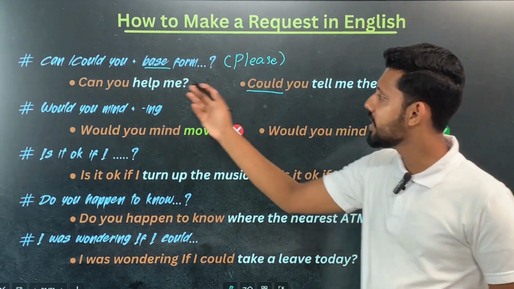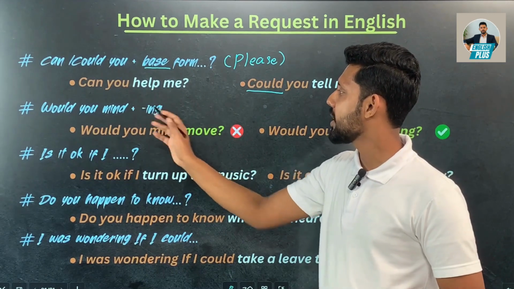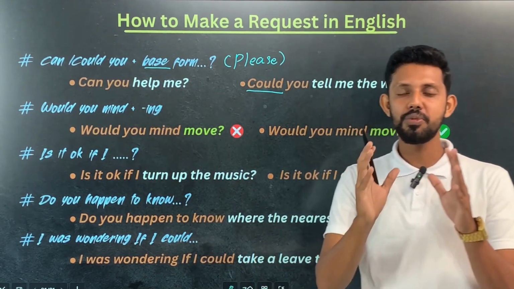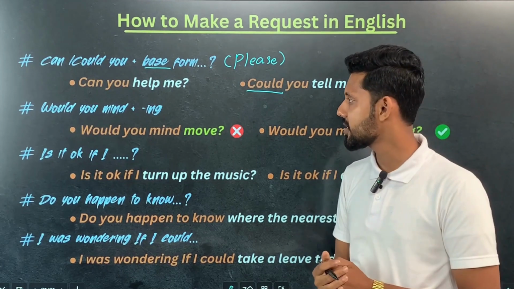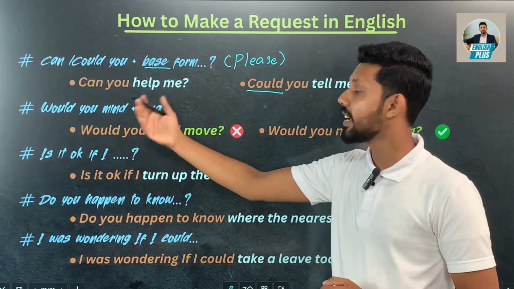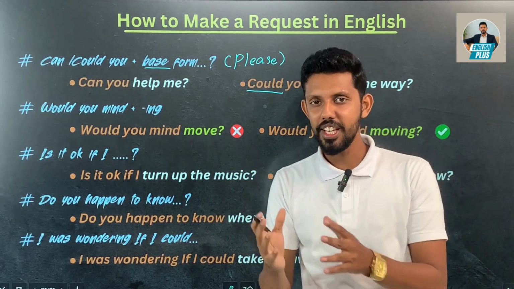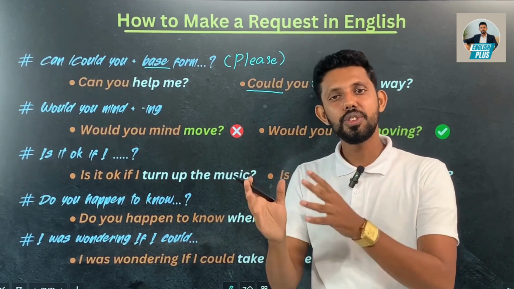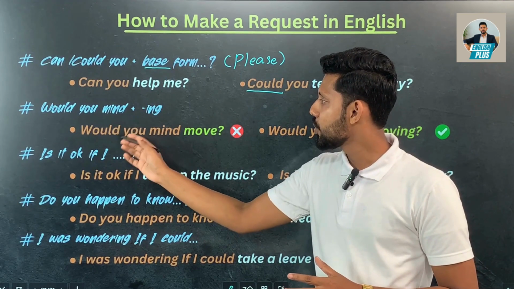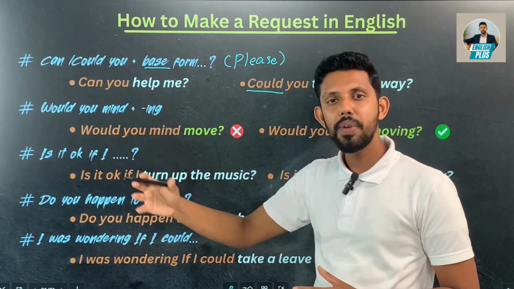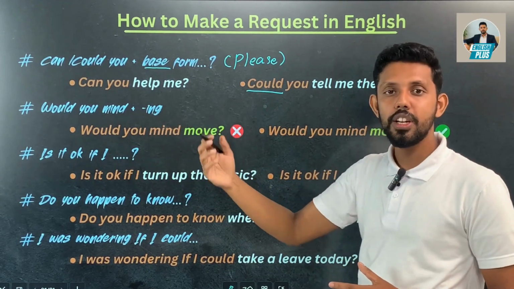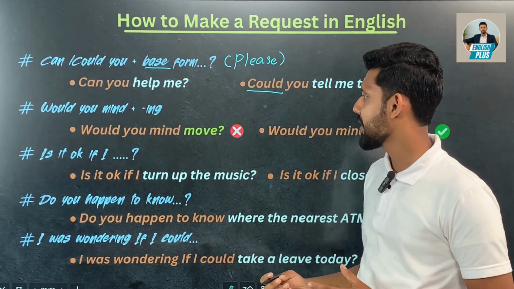And let's move on to the next one we have, would you mind plus ing. Now, this one is one of the softest ways that you can make a request. This one is actually pretty cool because when you say would you mind, your listener would naturally think you are so polite and thoughtful. That's because when you say it, you show that you don't want to cause any inconvenience to the person you are talking to. You show that you are so considerate.